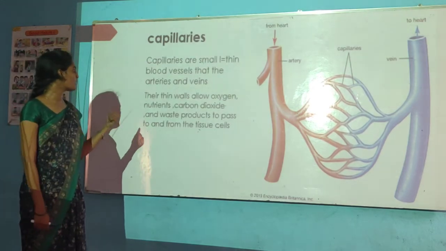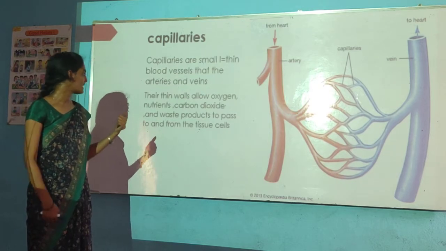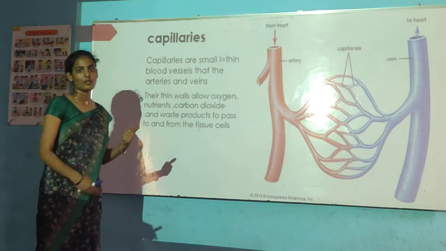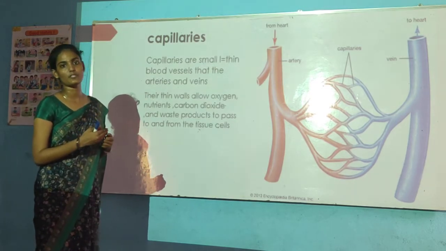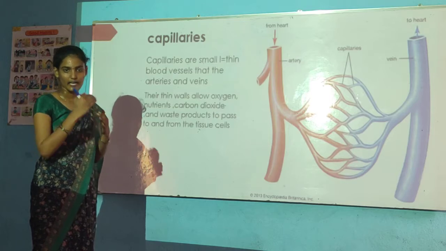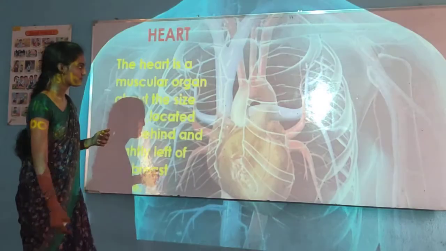The thin walls allow the oxygen, nutrients, carbon dioxide, and waste products to pass to and fro from the tissue cell. Because of the thinness of the capillaries, it allows the passage of oxygen from the capillaries to the cells, and again from the cells to the capillaries.